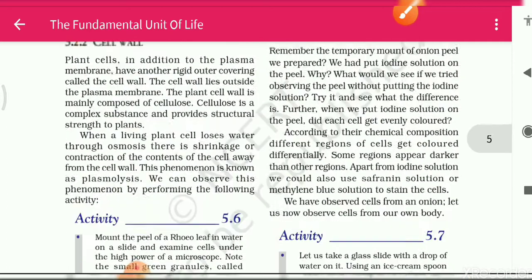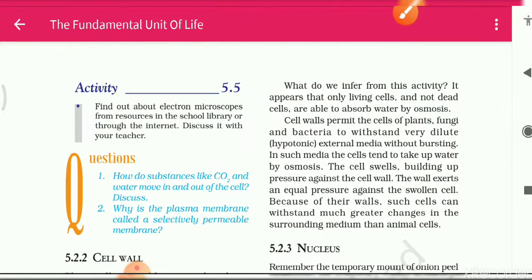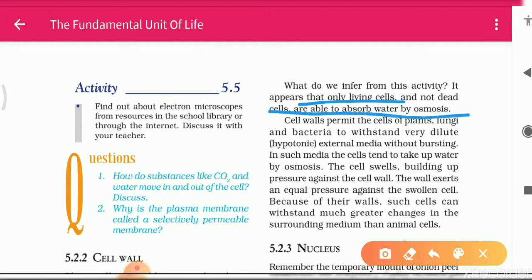See here, in another paragraph: what do we infer from this activity? It appears that only living cells, and not dead cells, are able to absorb water by osmosis. Yes, only living cells can undergo plasmolysis. Non-living things or dead cells cannot undergo plasmolysis.